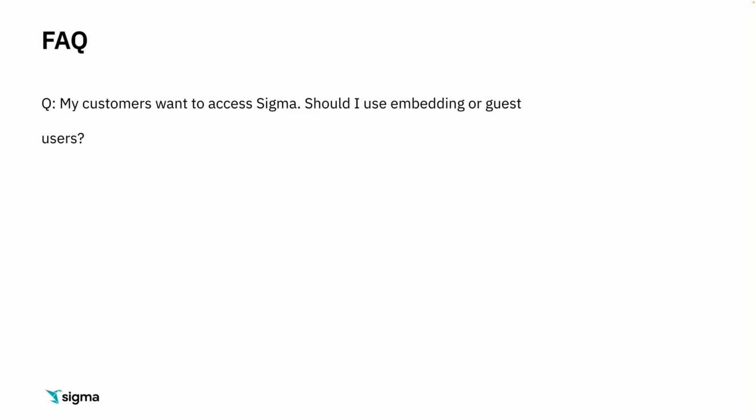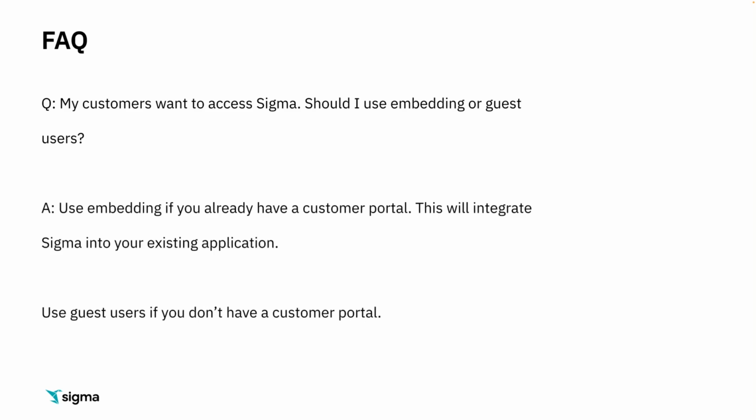I work with a lot of customers on embedded types of use cases. So they kind of serve similar purposes. They both let you expose Sigma to your customers. So when should one use one versus the other? The simplest way to think about this is if you already have an application that's customer facing, like a customer facing portal where your customers are logging in and doing things with your data right now, you may want to use the embedding option instead of guest users because it'll create a very integrated experience.